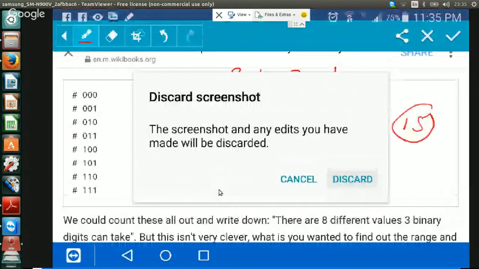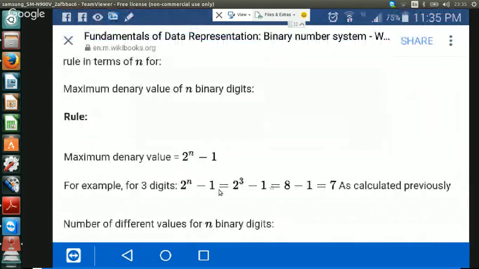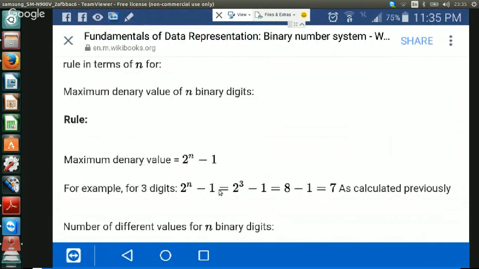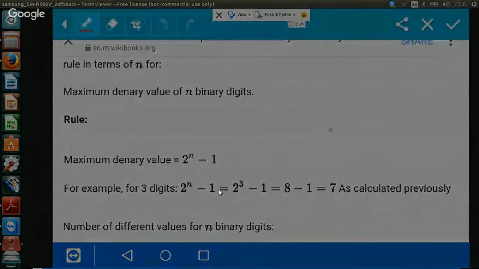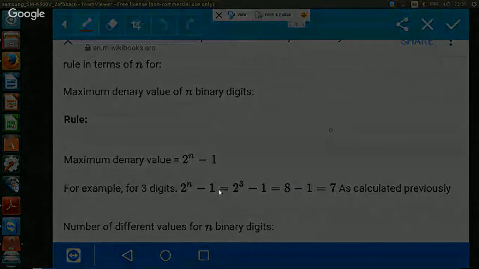Definitely they are just giving this formula as well. But this formula should not confuse you because the method that I have just told you already, that will work fine. That's enough.